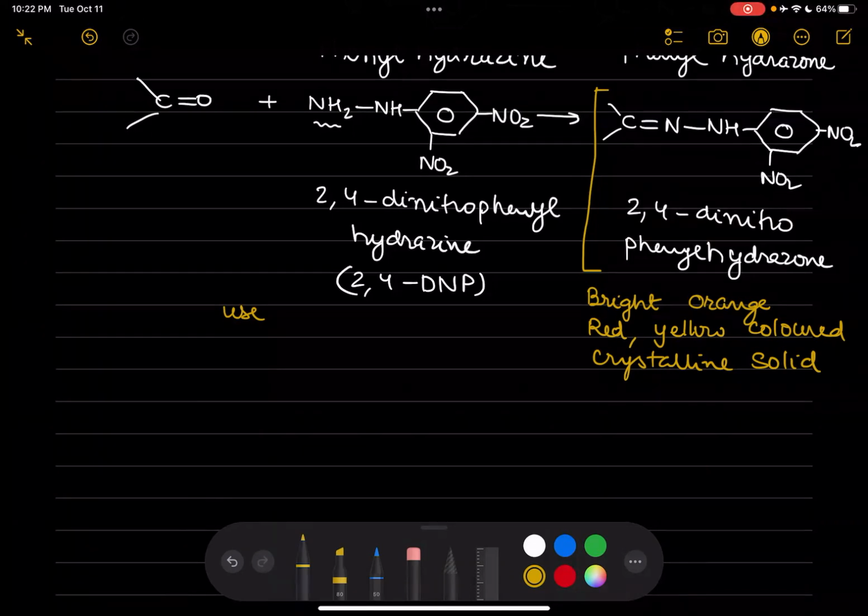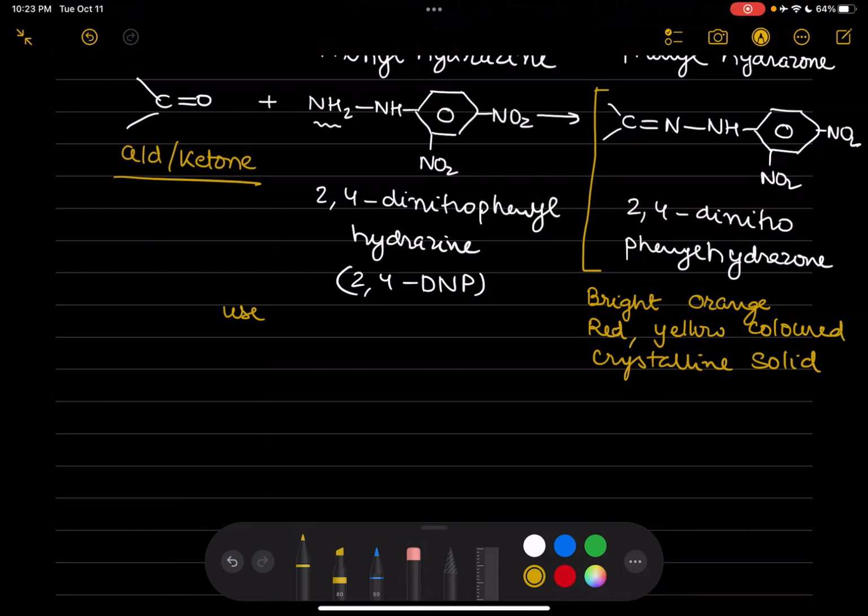So if you have an aldehyde or a ketone, how are you going to make it out? What's the laboratory test? It's the 2,4-DNP test. The moment you put this in, if it reacts, you are going to get the bright colored crystalline solid. So I hope this is clear to you.